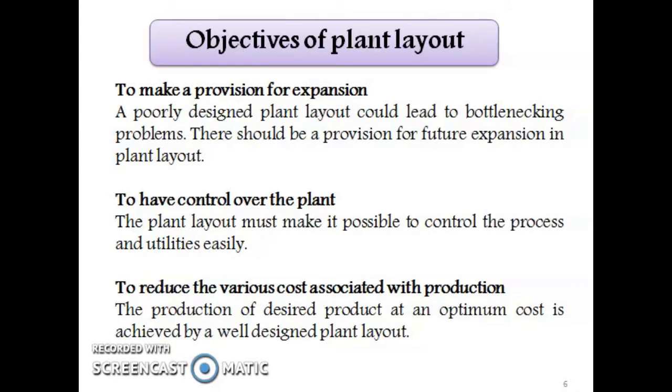Provision for expansion. A poorly designed plant layout could lead to bottlenecking problems. As far as possible, there should be a provision for future expansion. Control. Plant layout must make it possible to control the process and utilities easily. Cost. The production of desired product at an optimum cost is achieved by a well-designed plant layout.